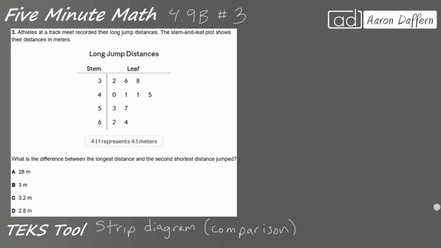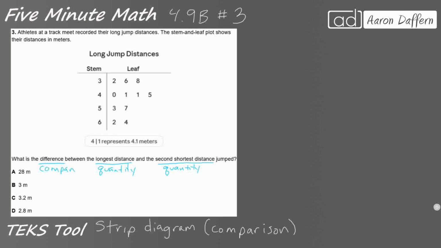So we've got a stem and leaf plot, and we've got some distances here for long jump. We need to find the difference between the longest distance and the second shortest distance. All right, so this is going to be a quantity, and then this is going to be a quantity. Now it's going to be a little bit tricky because it's not the shortest, it's the second shortest. When we have two different quantities and we're not joining them, we're not separating them, there's no equal groups, we're simply comparing the difference, then that is going to be a comparison.